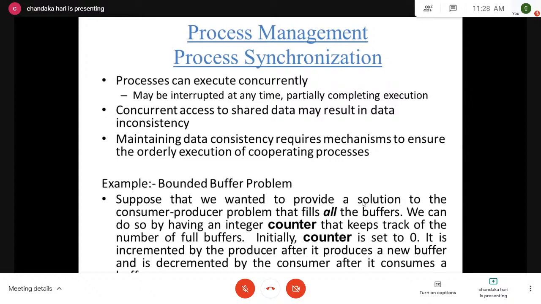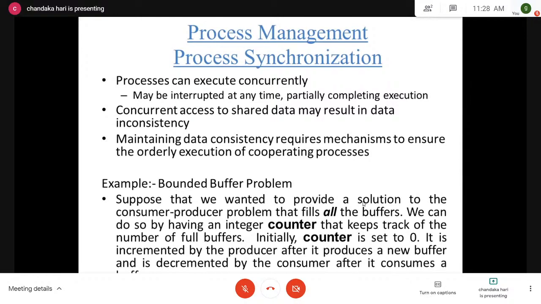Before going to the detailed discussion about process synchronization, we have already seen the multi-process organization. Multiple processes are residing in your computer system, and they are all executing. Their execution is classified into two categories. Number one is called independent process organization. Number two is called cooperative process organization. This was already done in the last class.